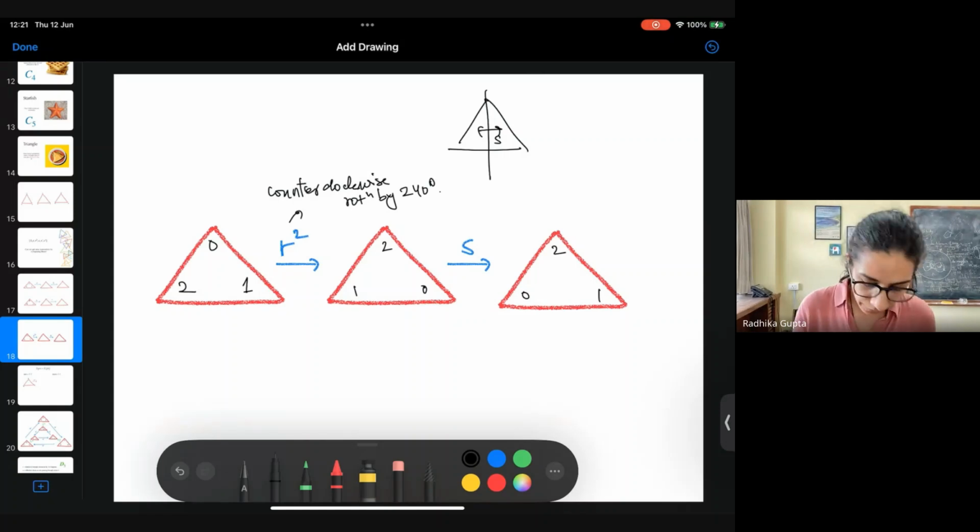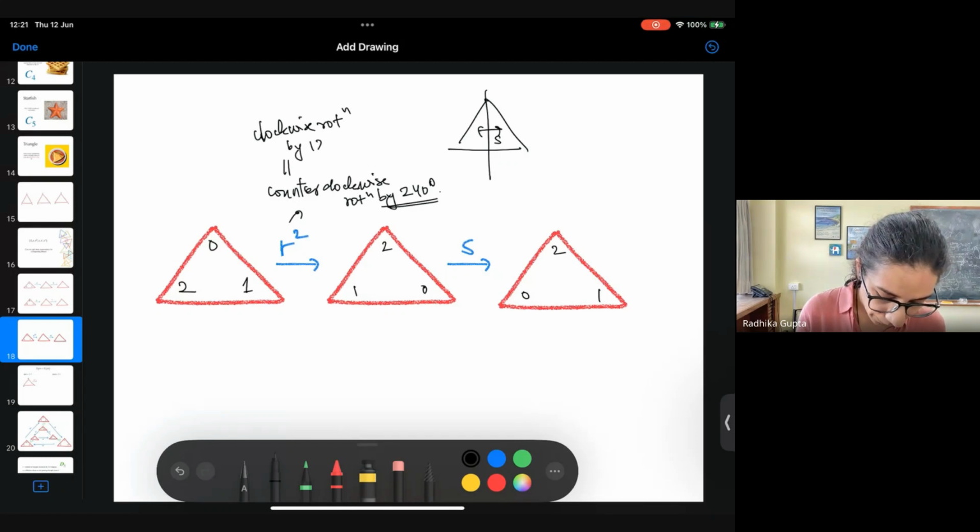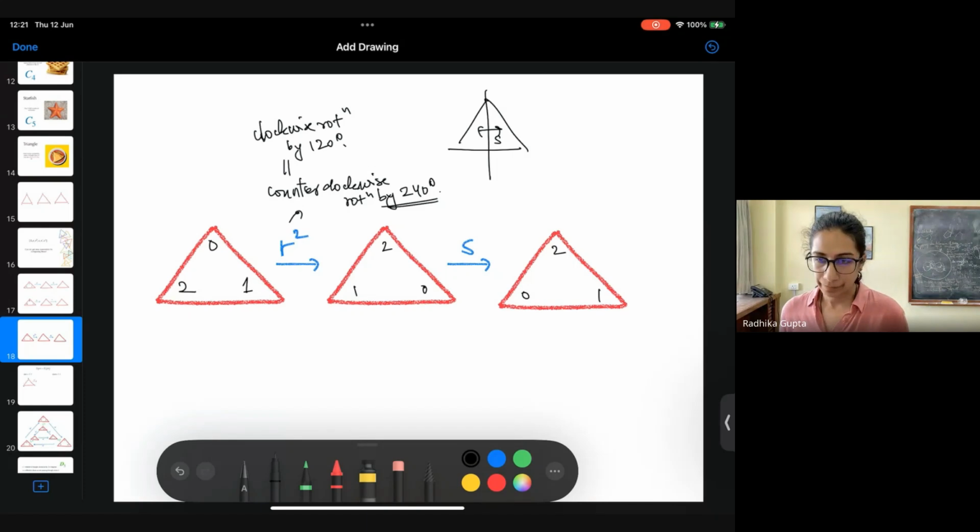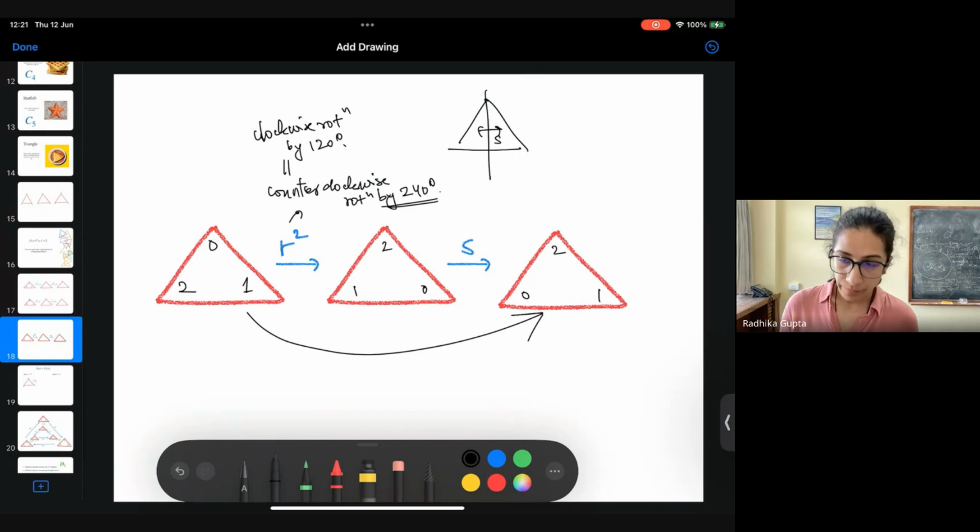Yes, so I should have finished my sentence. Counterclockwise rotation by 240 degrees, which is the same as clockwise rotation by 120 degrees. Thank you. And then my question is, if I look at this composition, did I get a new symmetry or is this something I already had in my set?